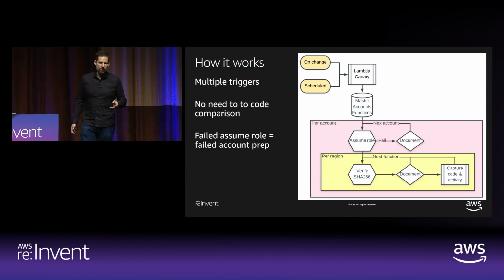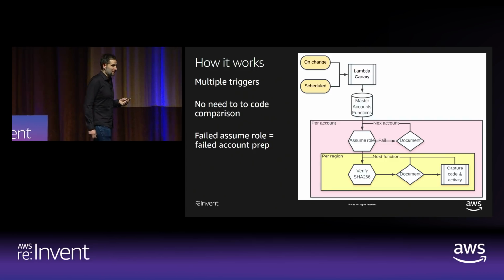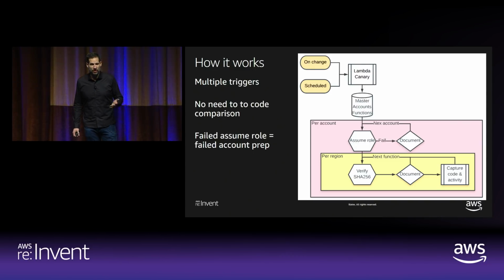So the way it works, very simple. There are 2 ways to trigger it. One is if there's a change happening. So if any time you see a change in Lambda functions, and you can set up filters to catch only the ones that matter to you, or on a scheduled basis. Just run it every day, every 15 minutes, twice a day, whatever it is that you want to run.